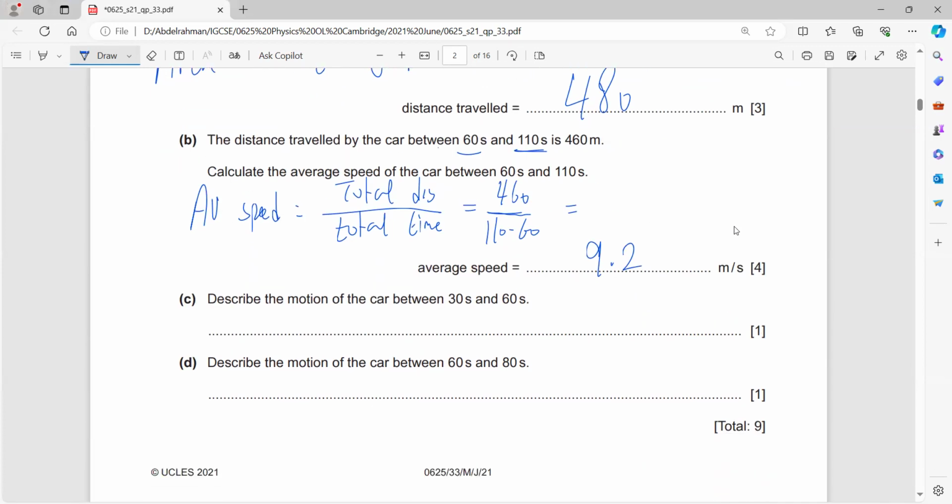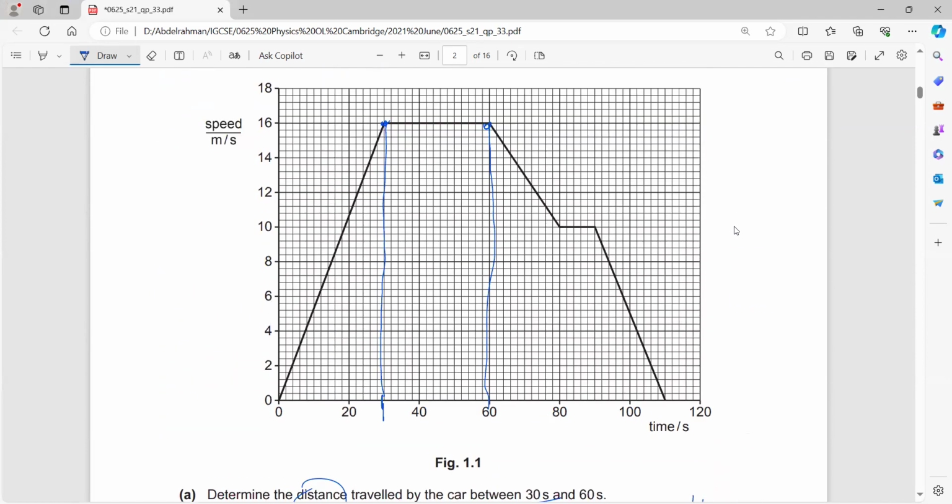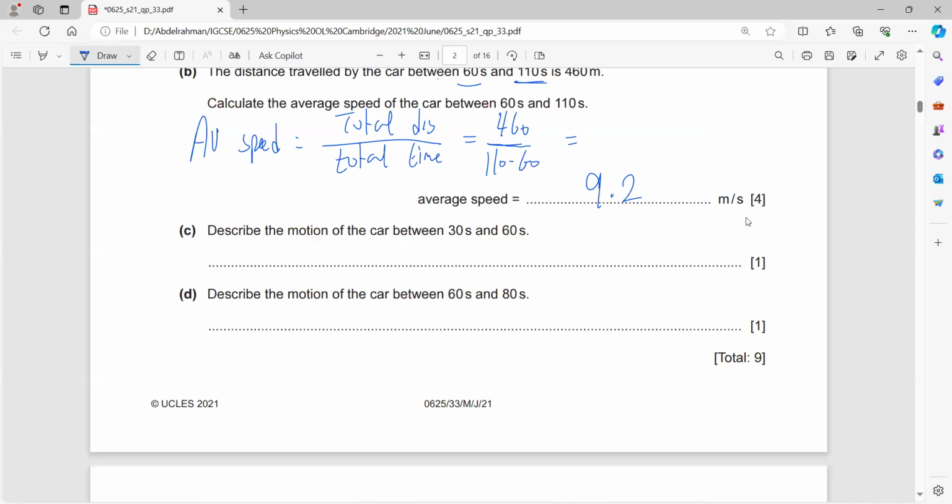Describe the motion of the car between 30 and 60. Look at the motion of the car between 30 and 60. The car is not moving? No, it is moving. Why? This is a speed time graph. It is moving with a constant speed. Constant speed, zero acceleration, speed equals 16 meters per second in this question. You can write 16 meters per second, or you can write constant speed.